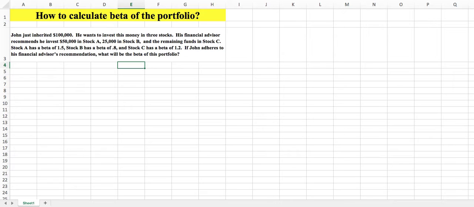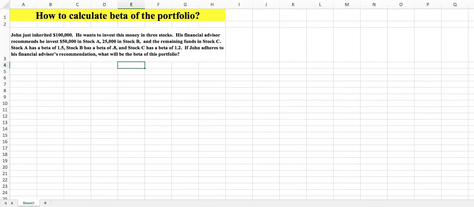The example we're going to be covering today is the question we're going to be solving: John just inherited $100,000. He wants to invest this money in 3 stocks. His financial advisor recommends he invest $50,000 in stock A, $25,000 in stock B, and the remaining funds in stock C. Stock A has a beta of 1.5, stock B has a beta of 0.8, and stock C has a beta of 1.2. If John adheres to his financial advisor's recommendation, what will the beta of his portfolio be?